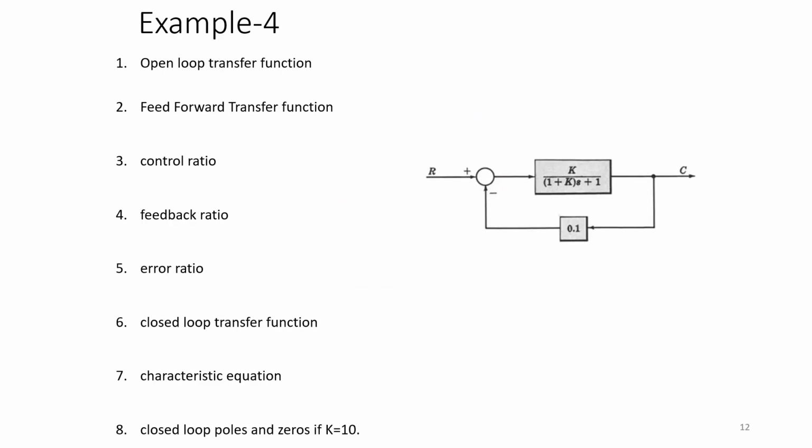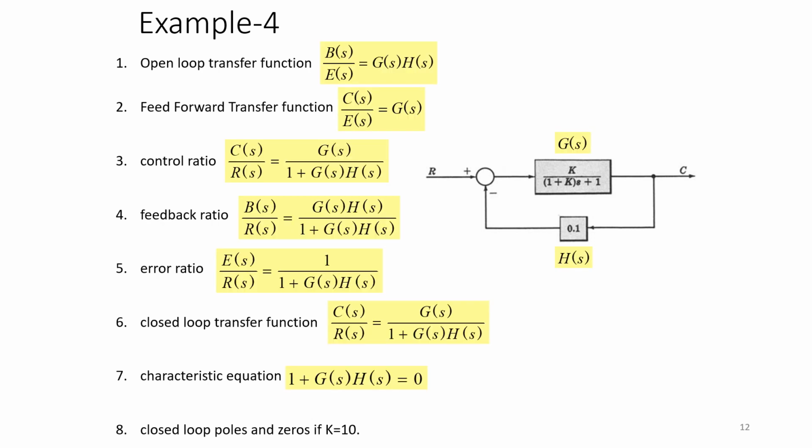Now coming to the block diagram implementation. Let's take an example wherein we will try to find out the open loop transfer function, closed loop transfer function, control ratio, feedback ratio, error ratio, and characteristic equation. For this particular example, the open loop transfer function is G(s)H(s). The feed forward transfer function is C(s)/E(s) = G(s), and control ratio is G(s) divided by 1 plus G(s)H(s), and feedback ratio is B(s)/R(s) = G(s)H(s) divided by 1 plus G(s)H(s).